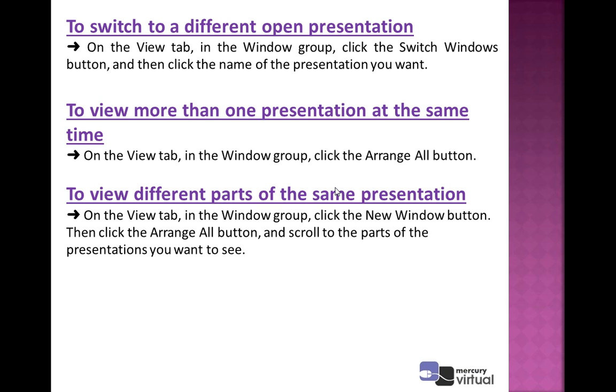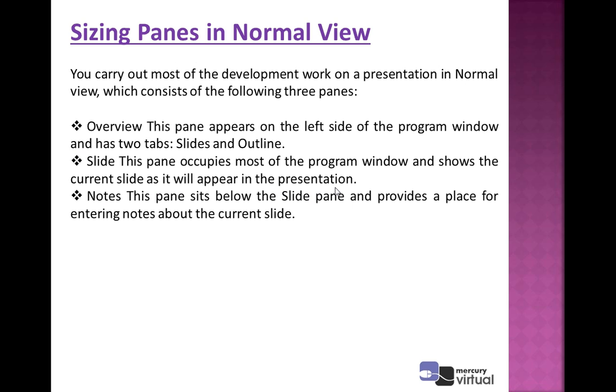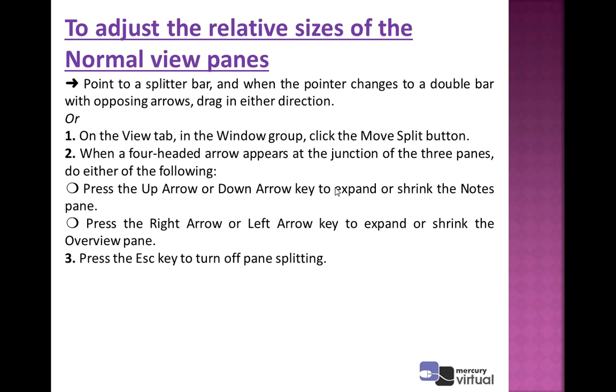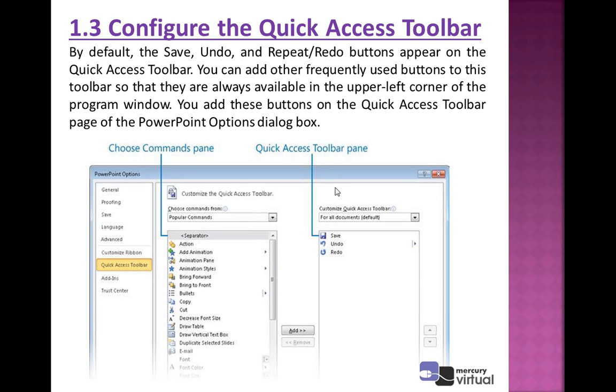Means the next topic is how to shift to a different open presentation. Simply go to the View tab, click on the Switch Windows button, and then click the name of the presentation that you want or that you require. Next, how to adjust the relative sizes of the normal view pane. Then 1.3 is how to configure the quick access toolbar.